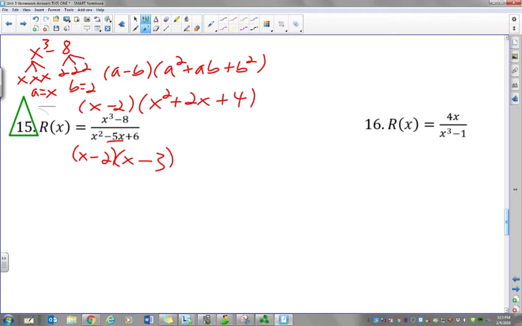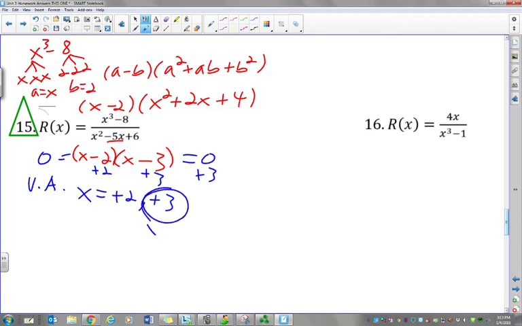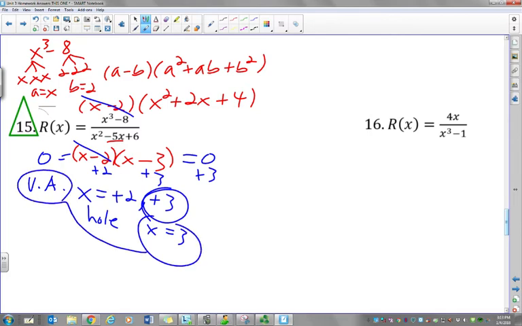But since our vertical asymptote, our VA, was going to be, set them equal to 0, add 2 to both sides, add 3 to both sides, it was going to be at x equals positive 2 and positive 3. But it's only going to be at x equals 3, because x minus 2 on the top and the bottom cancel. They go away, so that's not an asymptote anymore. It's a hole. So we're going to circle x equals 3 for our vertical asymptote and not 2, because that's a hole. I just wanted to make sure that you see that.